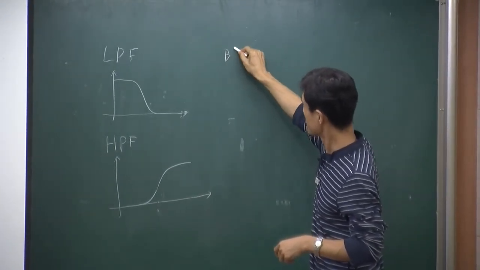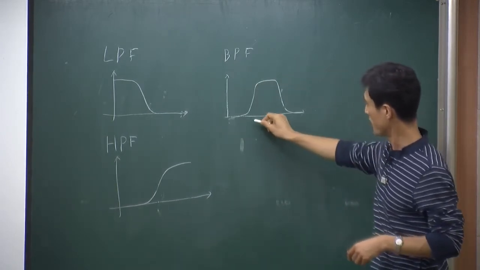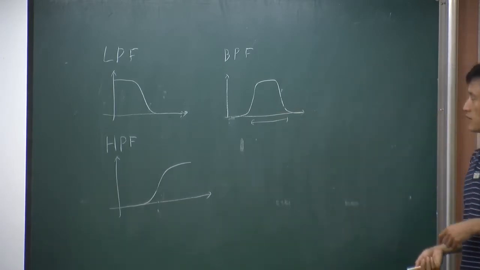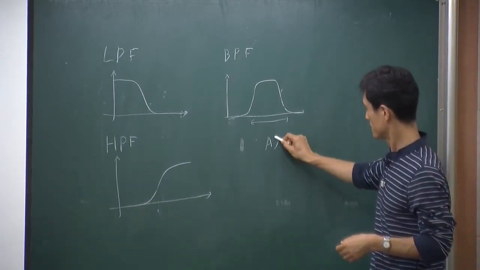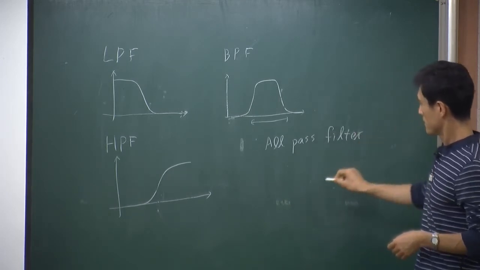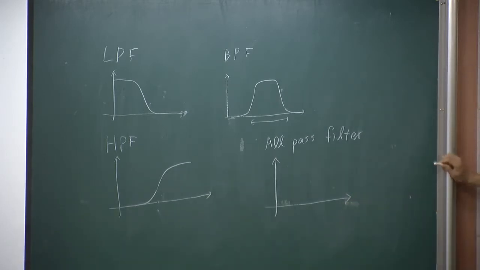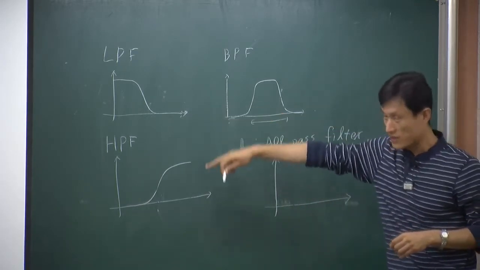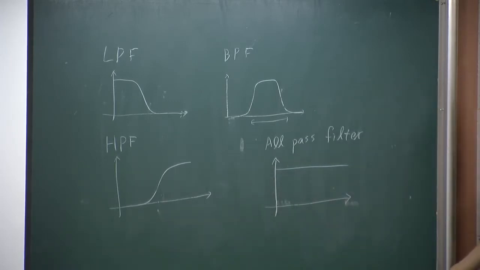There's also a band pass filter, for example like this, where you pass only this frequency band. One more filter type is called an all-pass filter. What is an all-pass filter? What I'm drawing here is the amplitude response, the magnitude response. You pass everything. That's an all-pass filter.